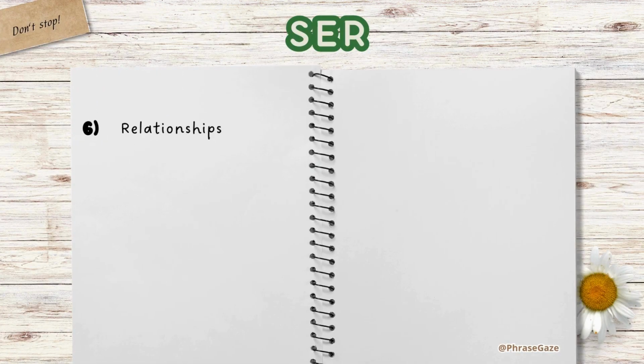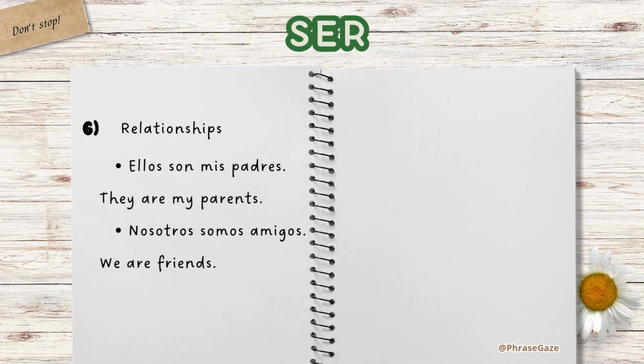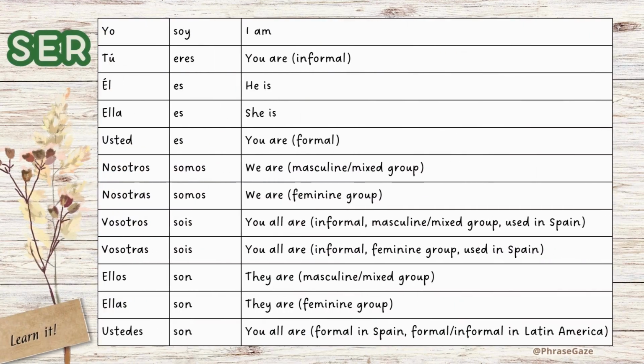6. Relationships. This includes relationships with family, friends, or other close connections. It's for describing how people are related to each other in a more permanent, defining way. For example, Ellos son mis padres. Nosotros somos amigos.